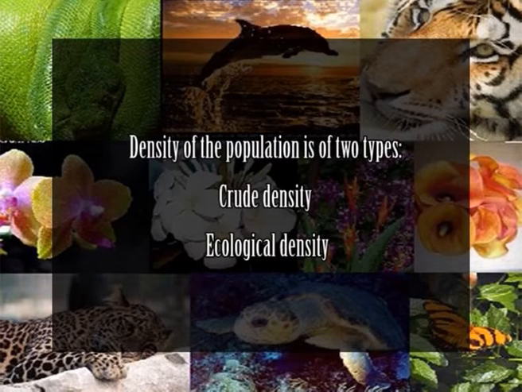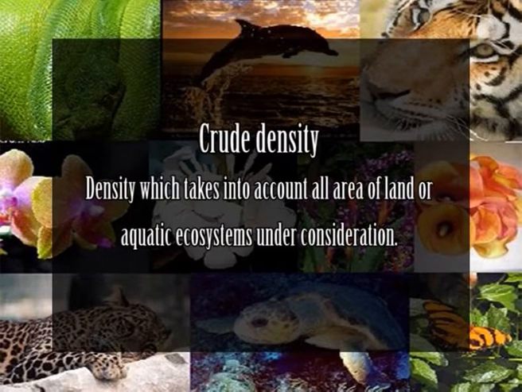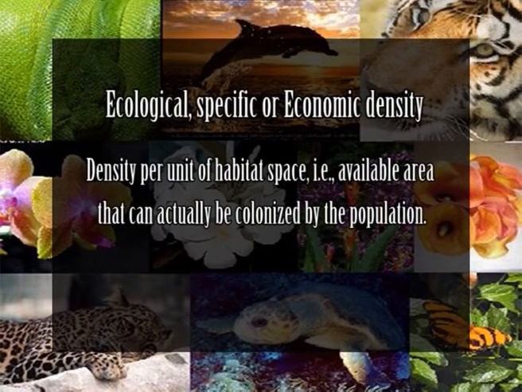Density of the population is of two types, namely crude density and ecological density. Crude density is that density which takes into account all area of land or aquatic ecosystems under consideration, for example, number of squirrels in a forest. Second, the ecological, specific or economic density, is that density per unit of habitat space, that is, the available area that can actually be colonized by the population.